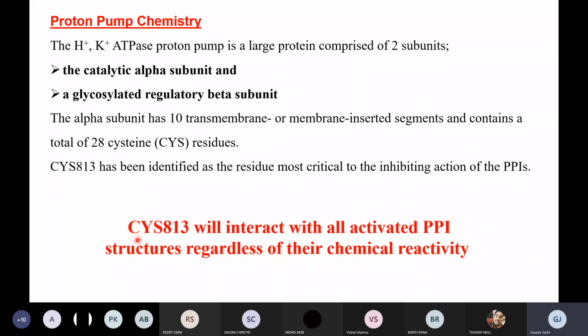Or in some cases they might give you some different amino acids, and they may ask you which is the amino acid which actually interacts with the proton pump inhibitor. So basically these are the cysteines, right? Always remember this thing, right?